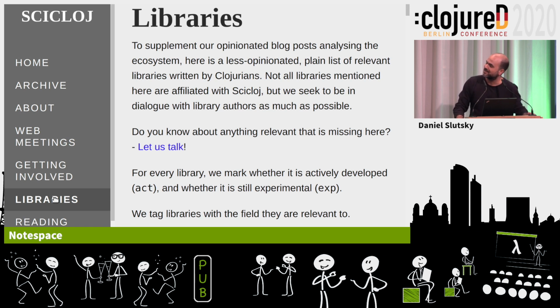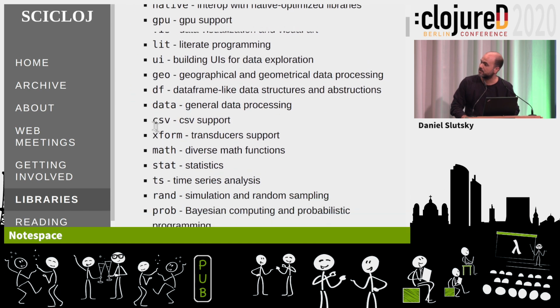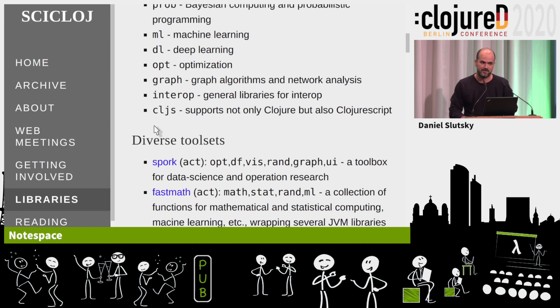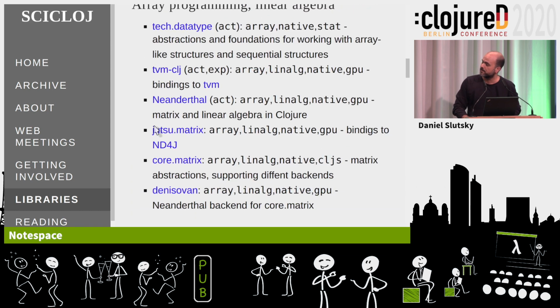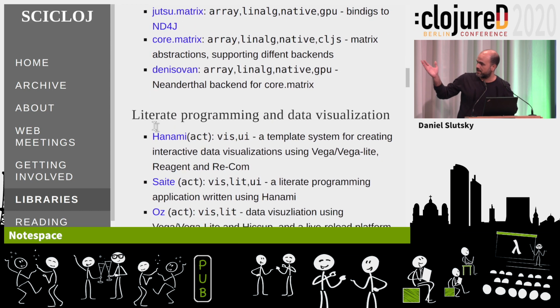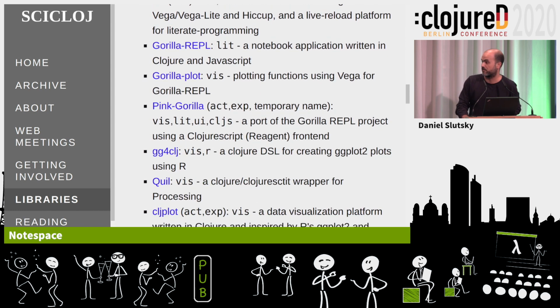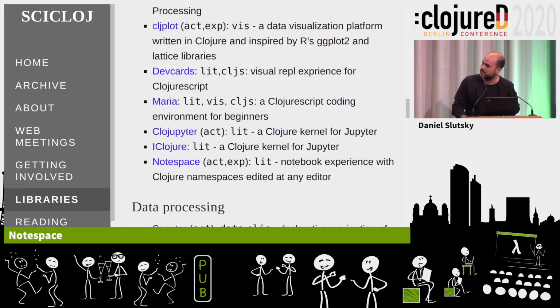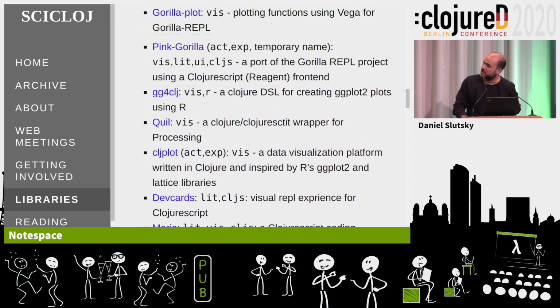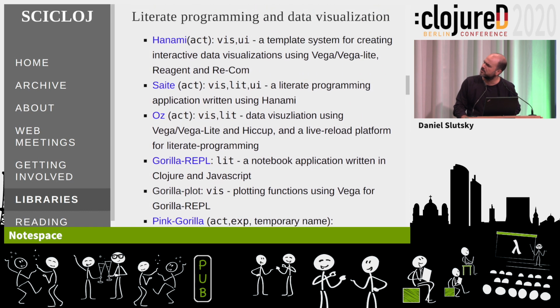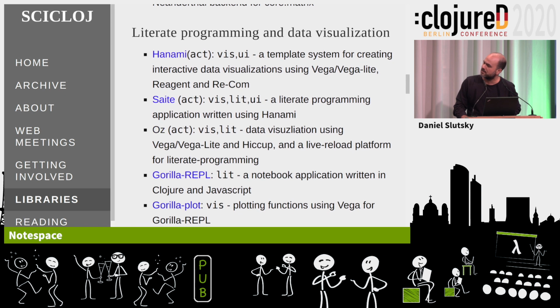And one thing that we have here is trying to actually map the landscape of libraries. And there is a list of libraries which are related to this field of data science in Clojure. And not all of that is related to Clojure itself, but mainly to friends of us. And we are interested in all of that. And one chapter that you have here is the so-called literate programming and data visualization.